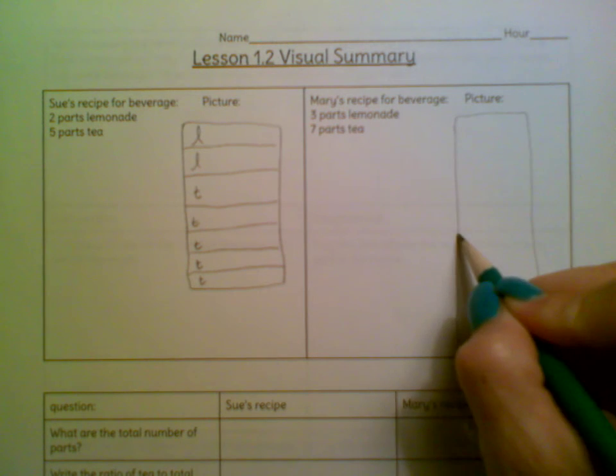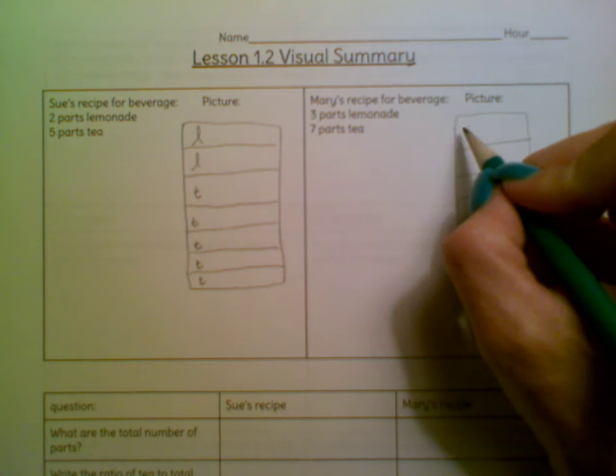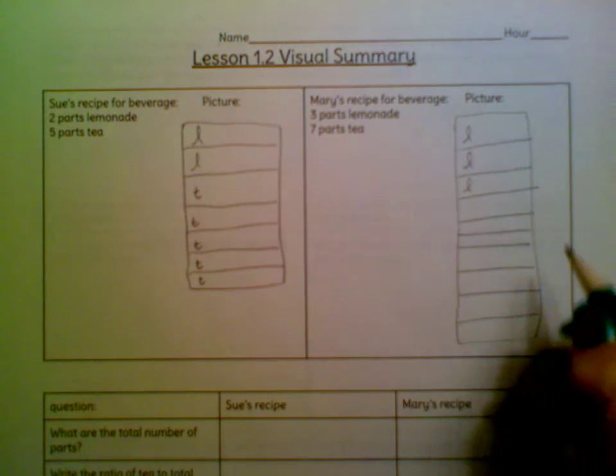And over here, to break this into 10 equal parts, so let's see, half. Okay, let's just assume these are all equal. So I have 3 parts that are lemonade. And then I have 7 parts tea. 1, 2, 3, 4, 5, 6, 7.